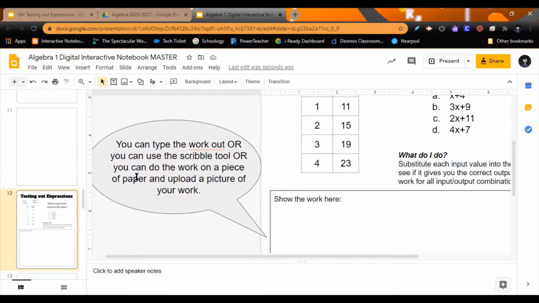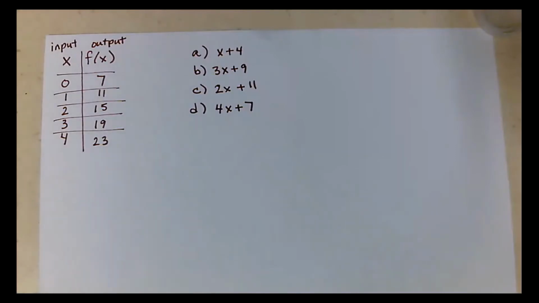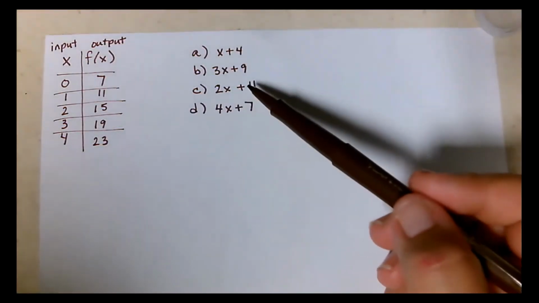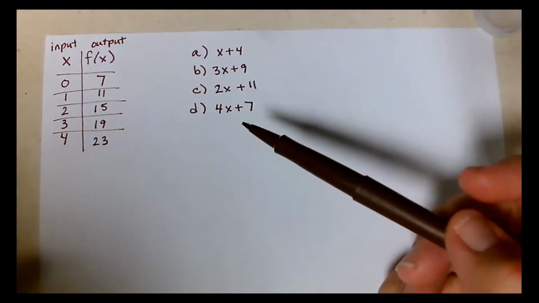So I'm going to focus on this last option, doing my work on a piece of paper and then uploading through using the Google camera. So I'm going to show you how to do that in just a second. So go ahead and get a piece of paper out, get ready to do this with me, and then we'll practice doing it together. Okay, so I have my piece of paper here, and I wrote down the table and the choices so that I have them here in front of me, and you can see them as we work through.